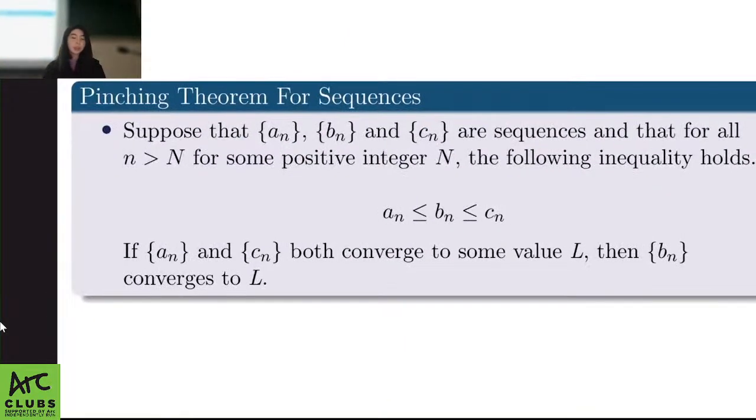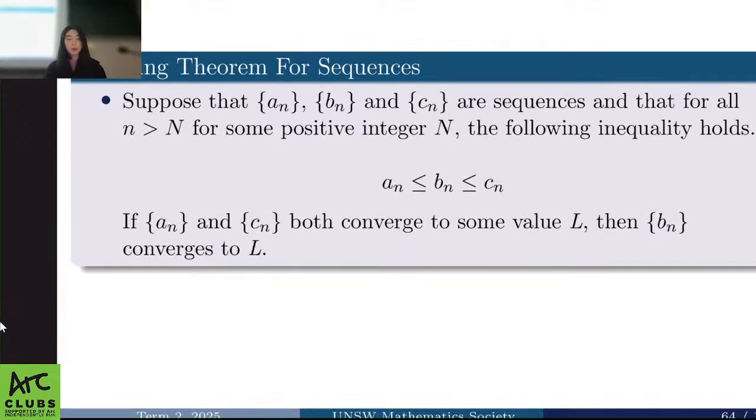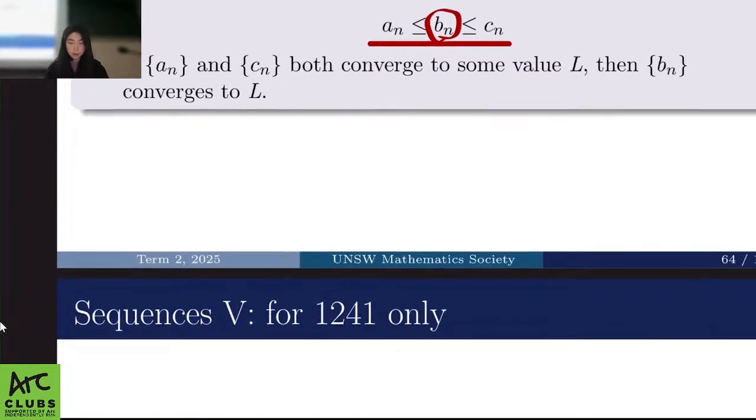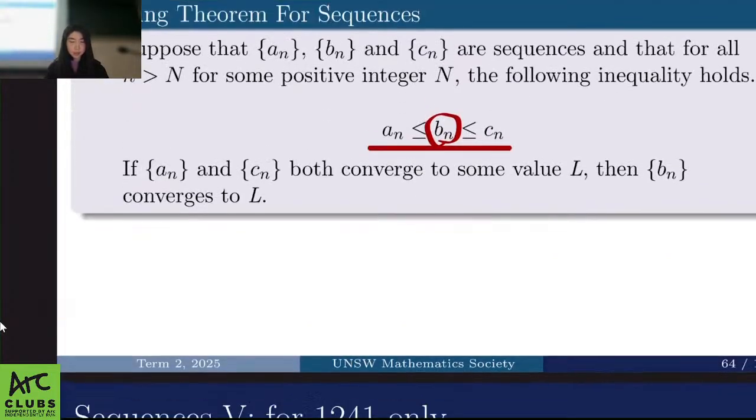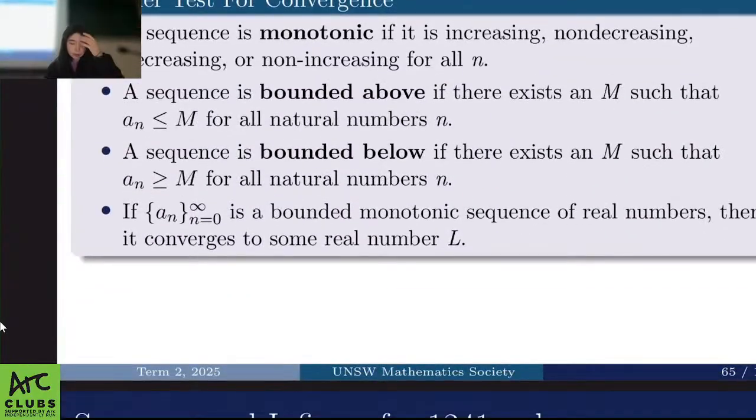Right, so the pinching theorem for sequences. Suppose that a_n, b_n, and c_n are all sequences, and that we know this inequality is satisfied for all positive integers n. Then by the pinching theorem for sequences, we know that b_n must also converge to some value L if a_n and c_n both converge to L as n approaches infinity. This is basically just the pinching theorem, but for sequences.